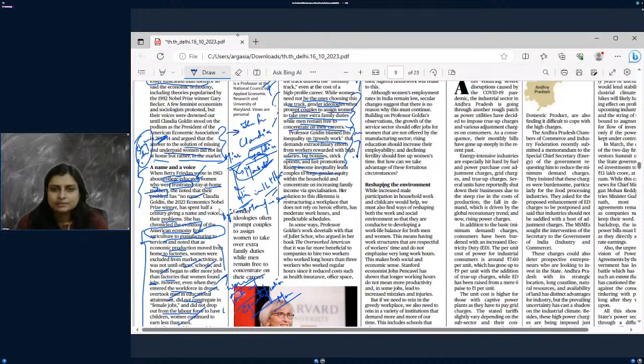Other than that, rising income inequality leads couples to forge gender equity within the household and concentrate on increasing family income via specialization. Her solution to this dilemma is restructuring a workplace that does not rely on heroic efforts and has moderate work hours and predictable schedules. So, Gordon has very promptly said that what you need to do is manage your workspace in a manner where the work hours are very moderate, there is no extra reliance or extra effort needed, the effort with respect to the big meetings and all, and the schedules are predictable.